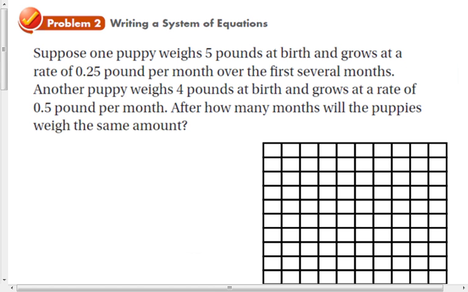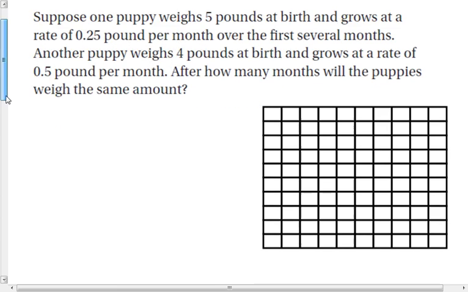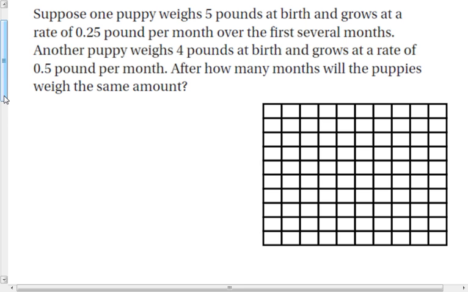All right. Suppose one puppy weighs 5 pounds at birth and grows at a rate of 0.25 pounds per month for several months. Another puppy weighs 4 pounds at birth and grows at a rate of 0.5 pounds per month. After how many months will the puppies weigh the same weight? Well, we can see this on a graph if we just graph each of these ideas here.